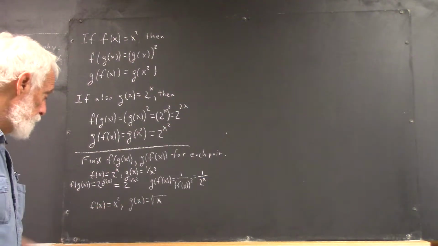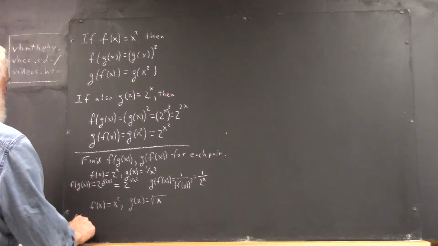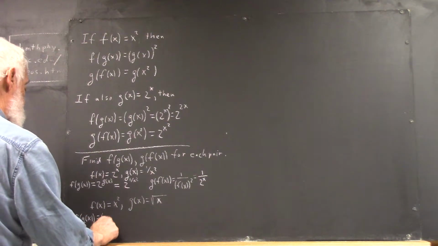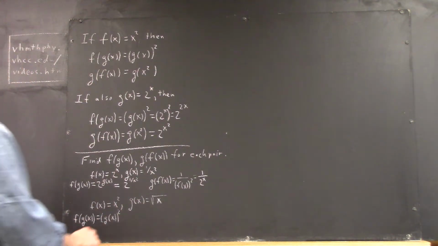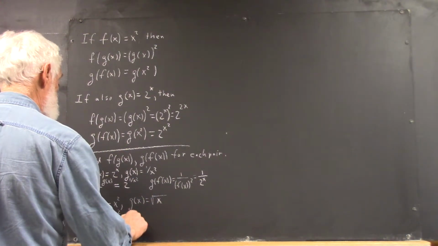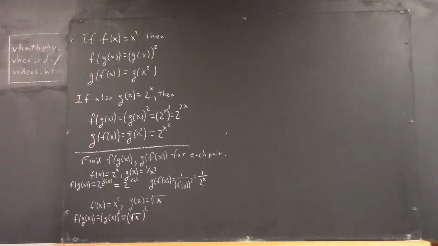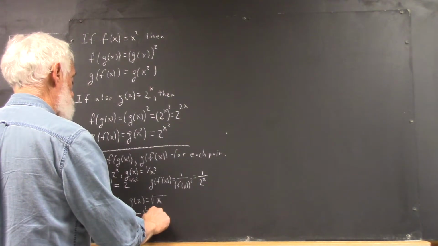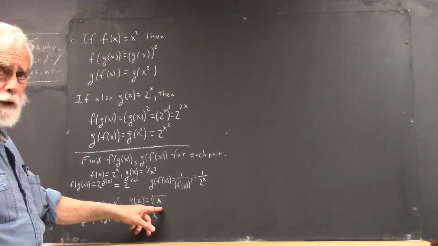Okay, let's look at this one now. F of x equals x squared, g of x equals square root of x. So f of g of x equals g of x squared. And of course, g of x is the square root of x. So this is the square root of x quantity squared, which equals x.